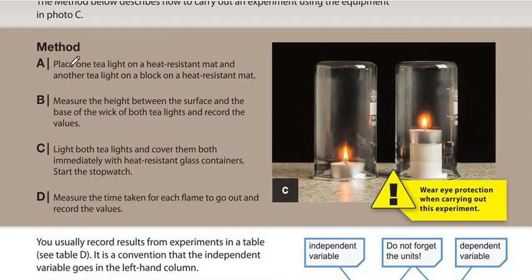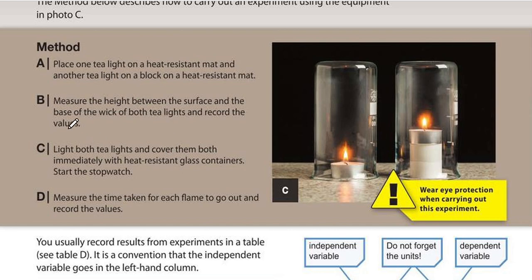Right, in method A they say place one tea light on a heat resistant mat and another tea light on a block on a heat resistant mat. So this is the small candle they are talking about, the tea light. So in this one these are placed on top of a heat resistant mat. So in the laboratories these are available, right? Yes. So you have to put the heat resistant mat and keep the candle over that, and another one with the same heat resistant mat. You have to keep a block here and then place another tea light.